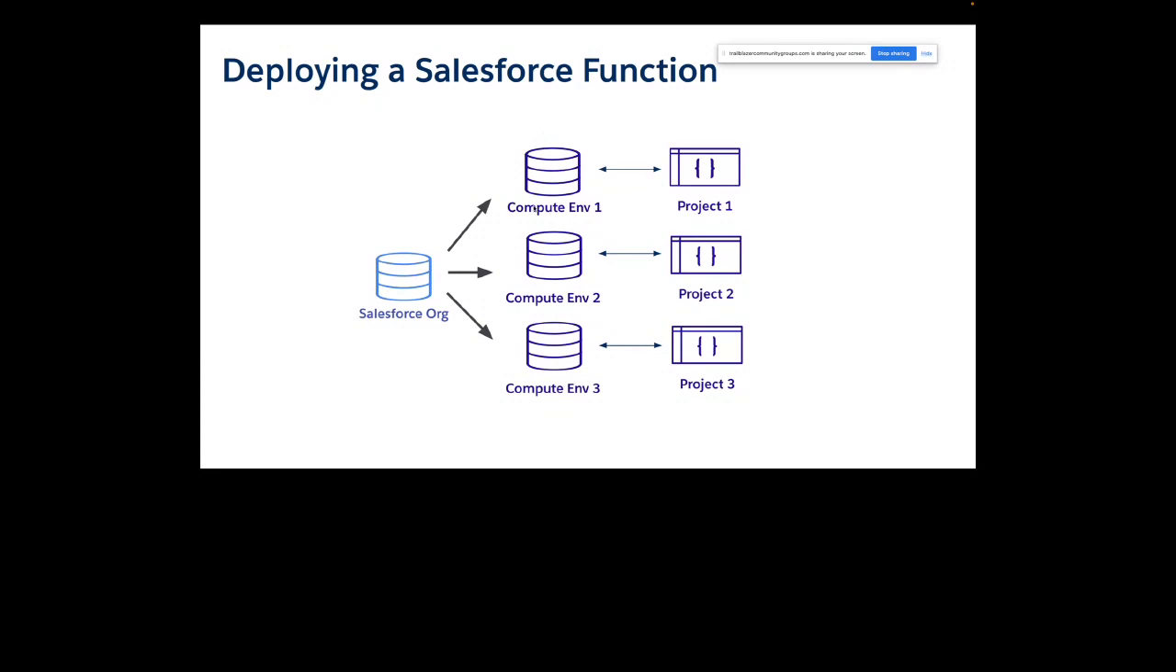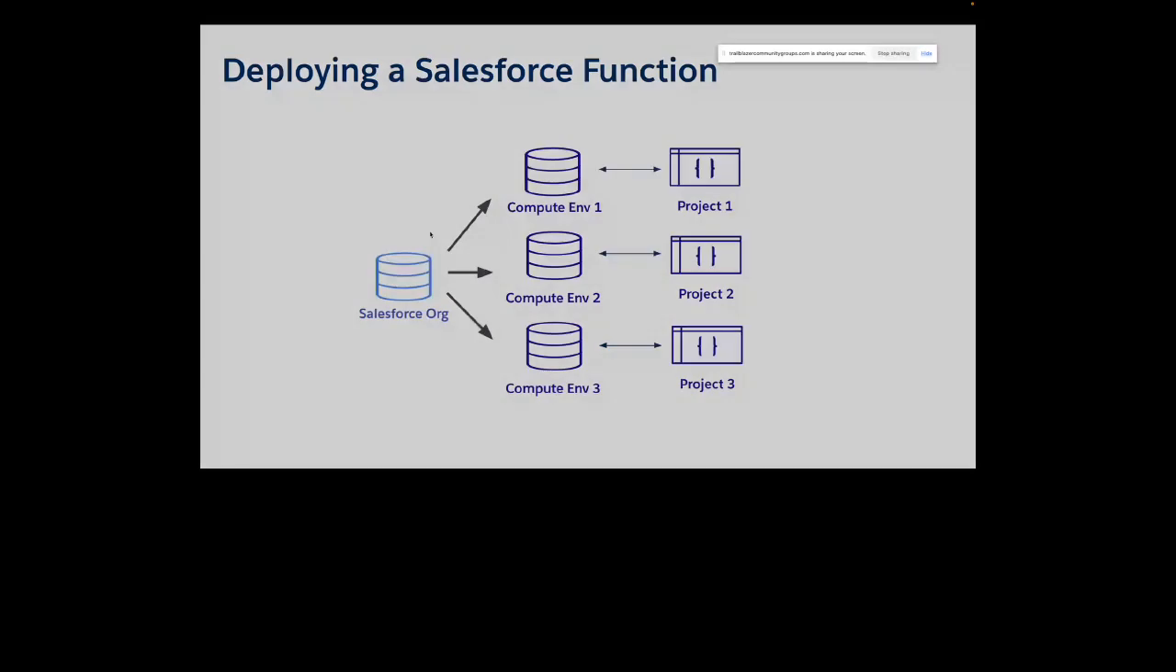I know it's a slightly tricky concept, but just know that, let's say you're working on 3 different projects, like 3 different VS Code projects, and all of these 3 projects are connected to the same org. You'll need to create 3 different compute environments, one for each project.